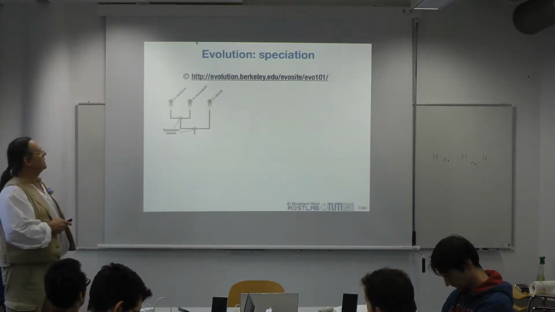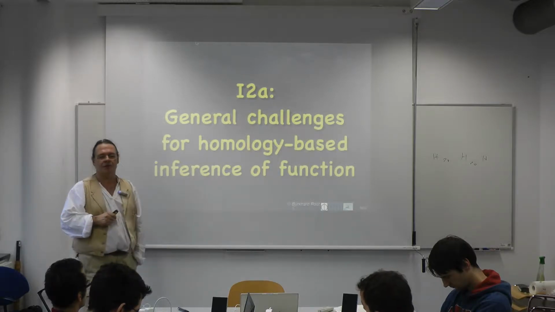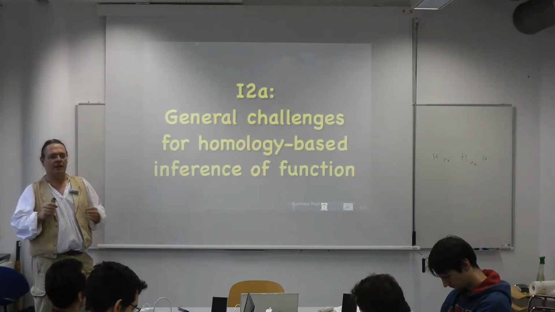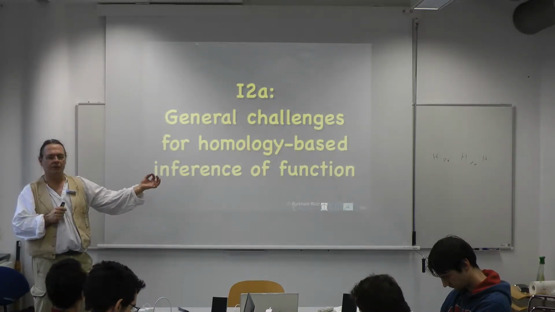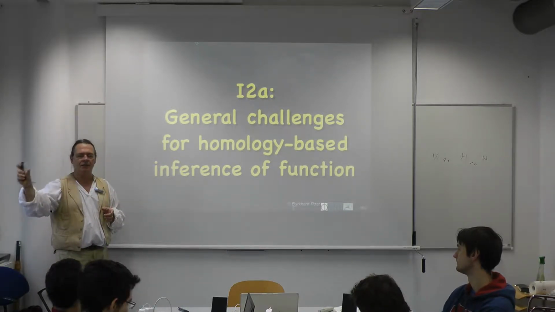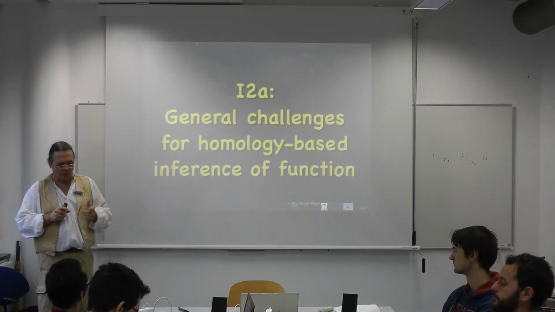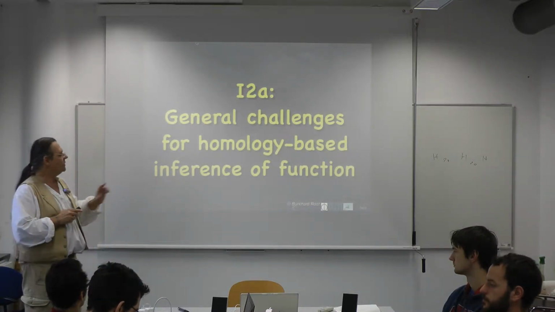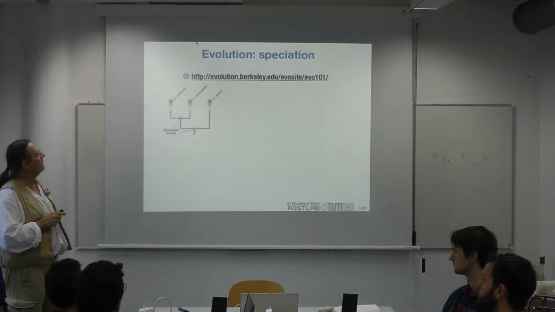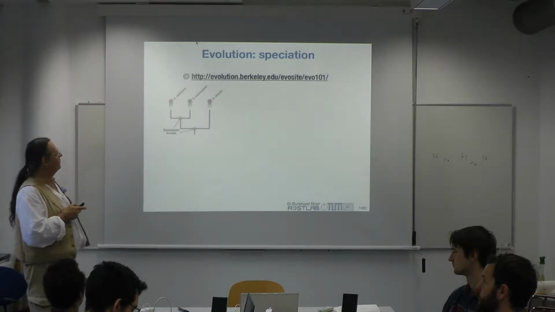So, general challenges. Homology-based inference assumes that I infer something based on some evolutionary relation. One challenge I already told you: annotations may not completely tell you the region, and from the alignment, I'm not sure what the corresponding part is. Let's talk about something completely different, about evolution. Homology has to do with evolution.